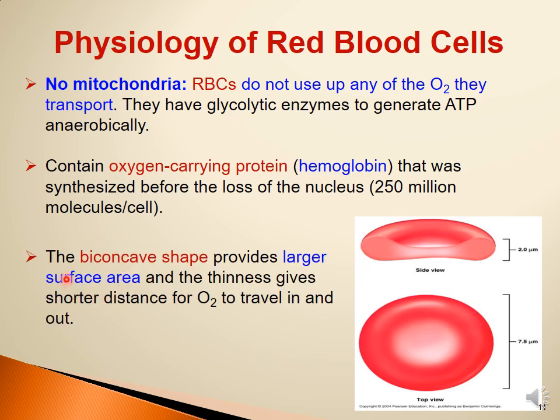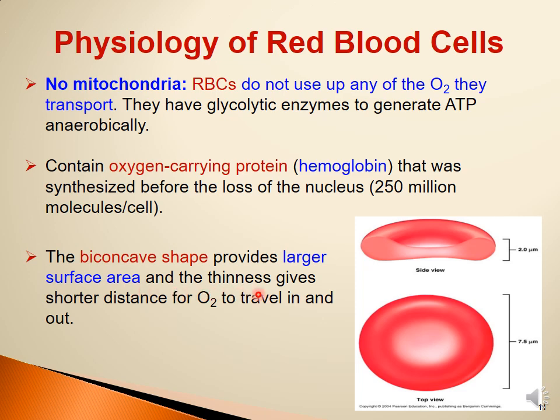The biconcave shape of the red blood cells provides a larger surface area. If they were spherical with the same diameter, they would have less surface area. So this biconcave shape provides a larger surface area, and this is very important for the exchange of oxygen between the alveoli and hemoglobin in the red blood cells, and also in the peripheral tissue between hemoglobin and the peripheral tissue cells.